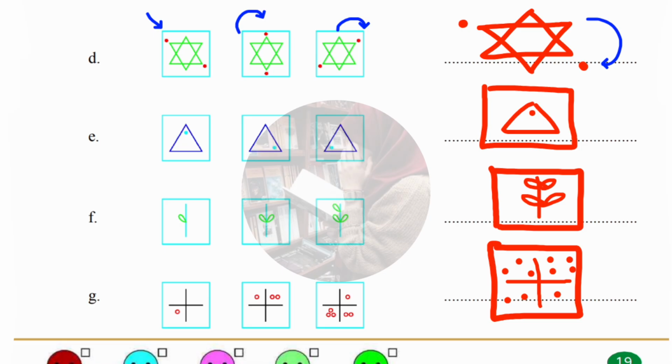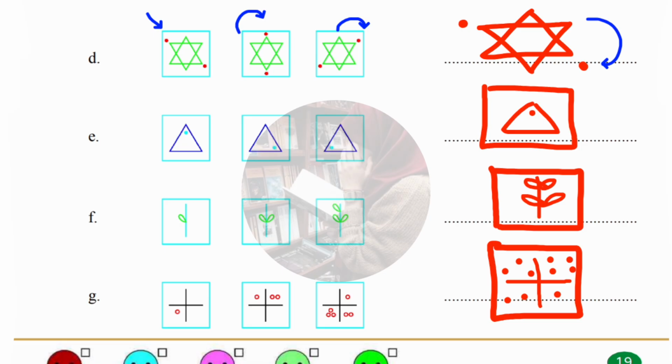Okay, so let's see the fifth picture. Here a triangle is given within a square. There is a dot at each and every corner. So the first dot will be at the top side, the next dot will be at the bottom right side, the next will be at the bottom left side, and the next picture will have the dot at the topmost side, means the same as the first picture.